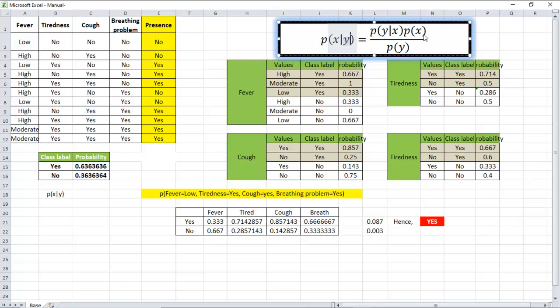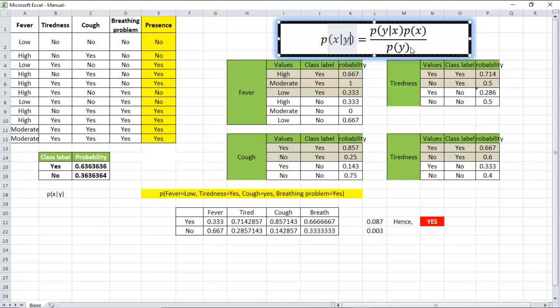Let us first understand what P of X is. We call it the class probability, because X is the class label of your output attribute. If you want to check the presence when X is equal to yes, P of X states how many patients are infected with corona. If X is equal to no, it is the other case: how many are not affected with corona.